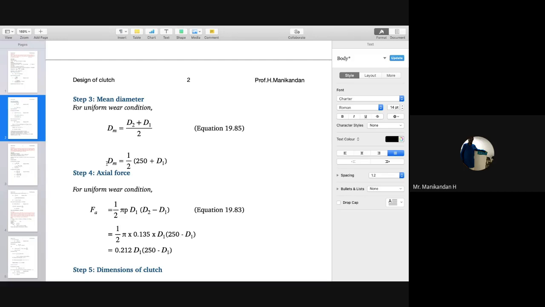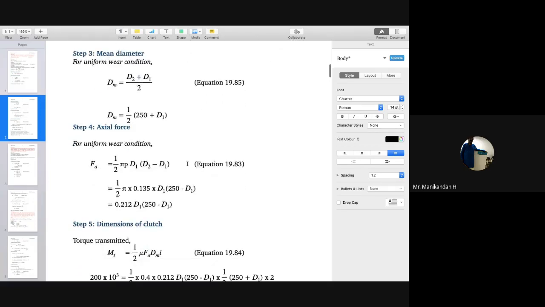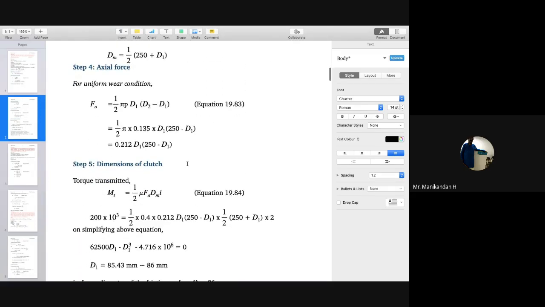So dm is equal to half into 250 plus d1. So we'll keep the equation like that. Right. Next, you have to go for the axial force, step number 4. So again, the assumption is uniform wear condition. So from that we have equation number 19.83, that is half into pi into p into d1 into d2 minus d1.